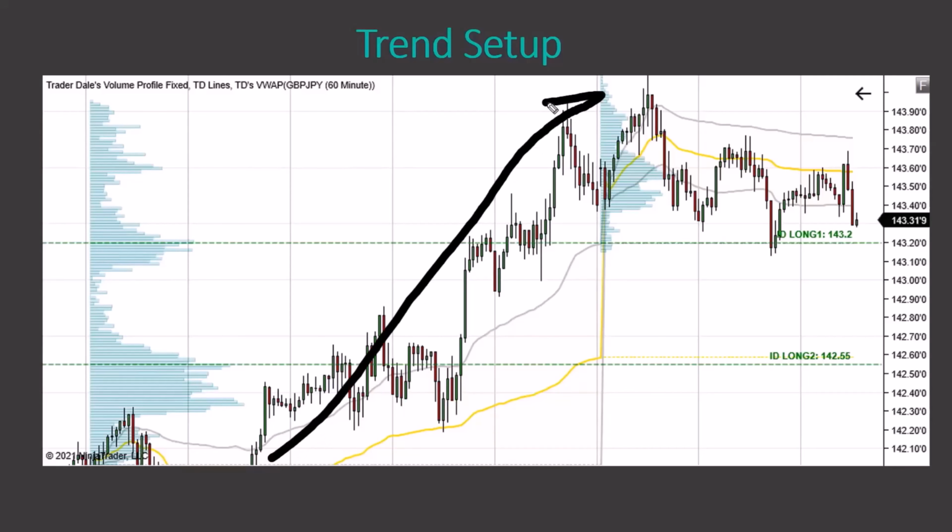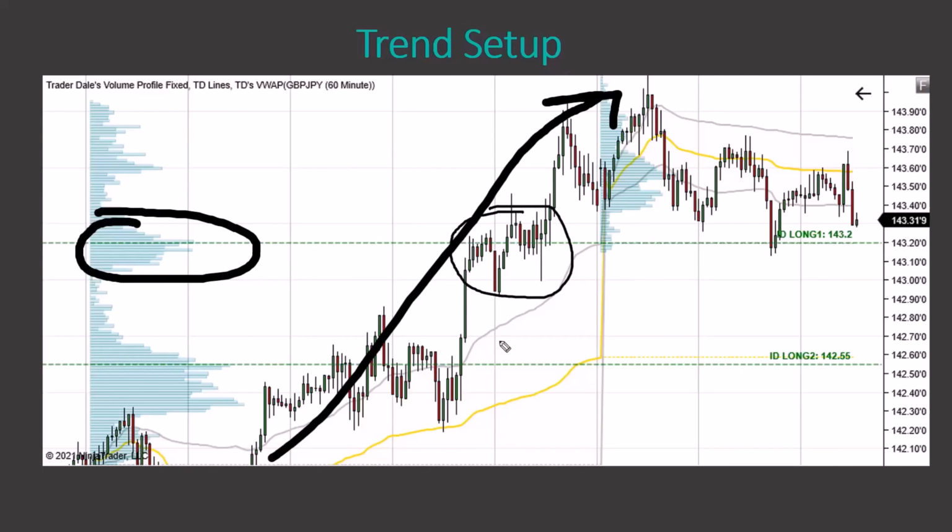There was a trend right there, and within that trend there was this very nice and clearly visible volume cluster, right? Those volumes get created in here. So what we want to do is go long from there.